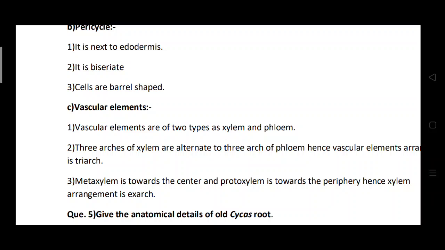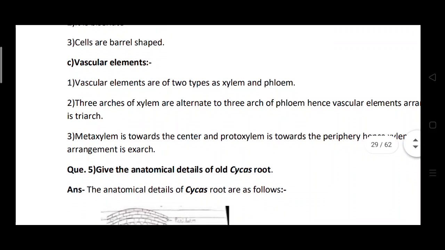Then the next characters will be the same regarding the development of the xylem. In that, metaxylem is present towards the center and protoxylem towards the periphery. Hence, the xylem arrangement is called the exarch condition. That means the xylem develops from the periphery to the center. So this is regarding the coralloid root.